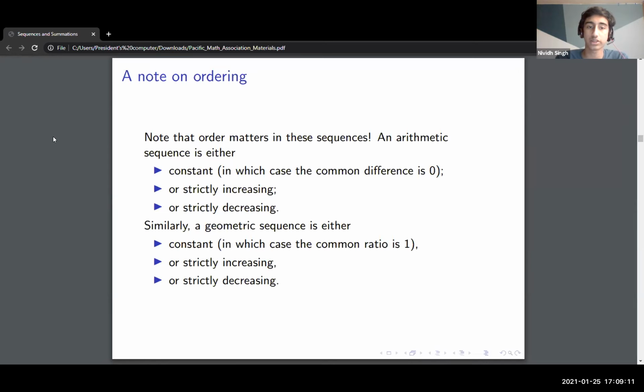And finally, we have strictly decreasing. And this is when we get smaller and smaller, and each term is less than the previous term, just like an arithmetic sequence. However, this means that the common ratio is less than 1. So for example, the common ratio is 1/2. This means that we are strictly decreasing because each term is 1/2 of the previous term, or each term is less than the previous term.